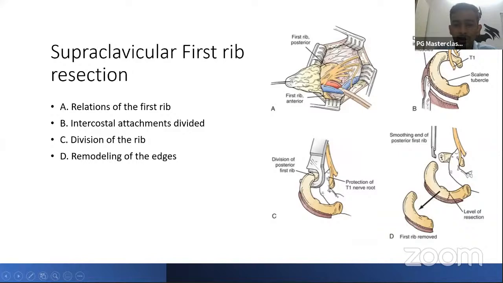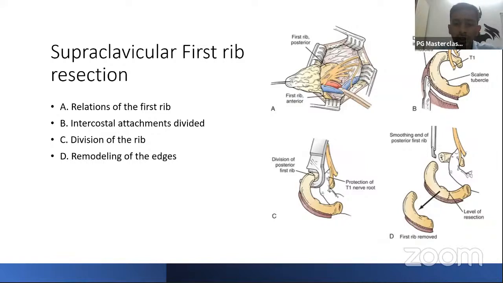Then the separation of the intercostal muscles is achieved. Once the intercostal muscles are separated, the first rib is free from its upper and lower attachments, and it is still attached anteriorly and posteriorly. Anteriorly and posteriorly, the rib is divided, and care should be taken to avoid injury to the structures that are very close to the rib in this location.